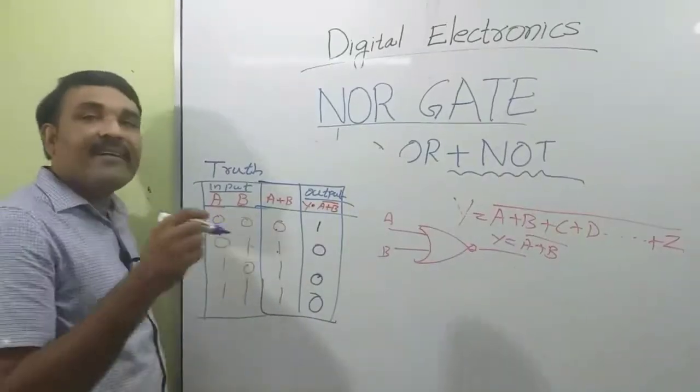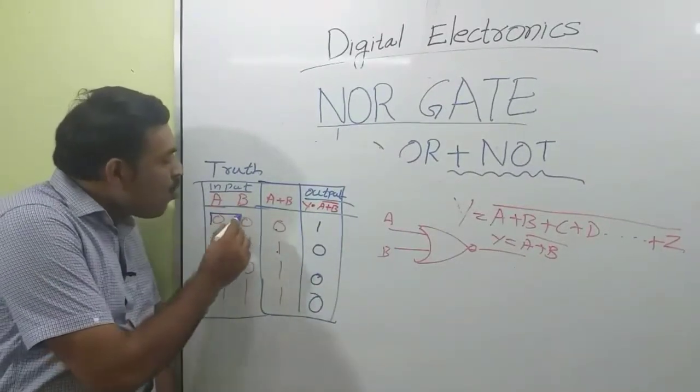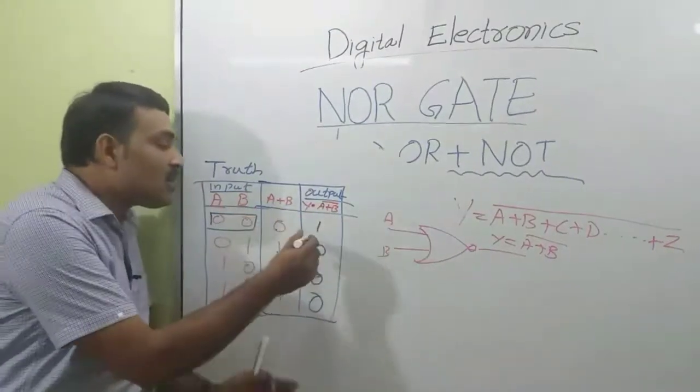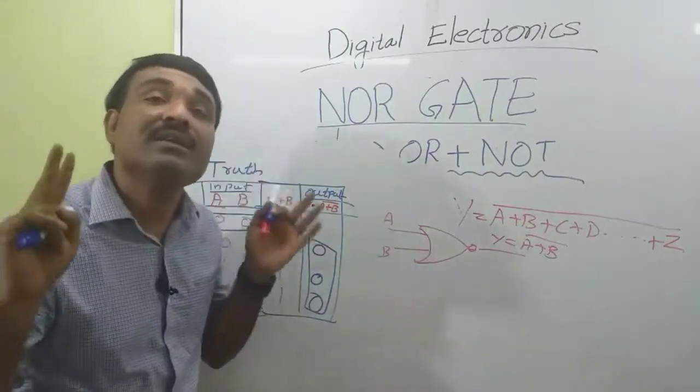So here the output will be in high logic only when both inputs are low. In all other cases, the output is in low logic, or a value equivalent to 0.